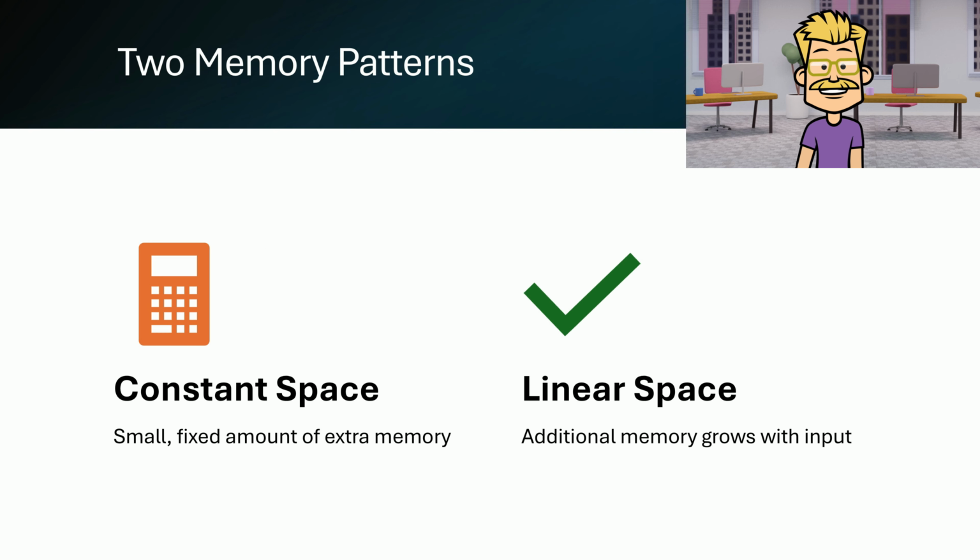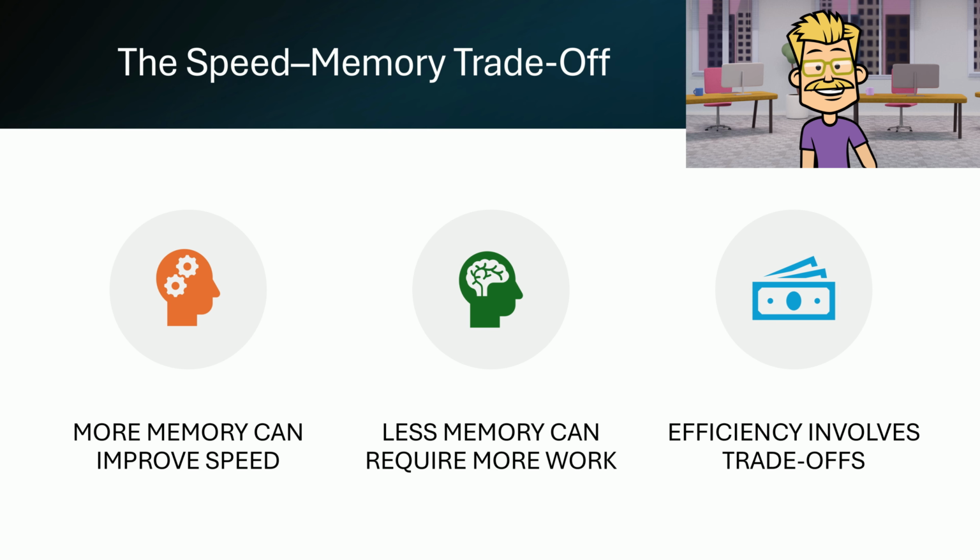Let's compare two examples. Example 1. You calculate the sum of all numbers in a list. You only need a single variable called total. Regardless of whether the list contains 10 numbers or 10 million numbers, you still use one variable. This is O(1) space. Example 2. You create a new list containing doubled values from the original list. If the original list has 1 million elements, the new list also has 1 million elements. Memory usage grows with input size. This is O(n) space.